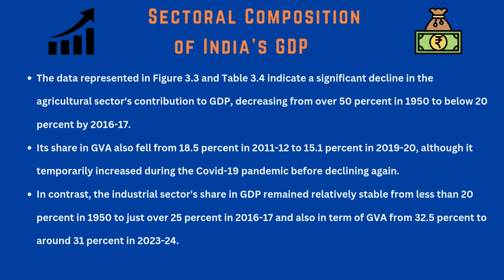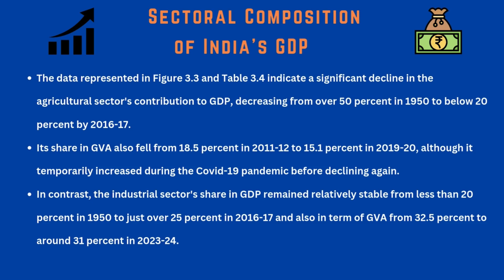So the data presented in figure 2.3 and table 2.4 indicate a significant decline in the agriculture sector's contribution to GDP, decreasing from 50% in 1950-51 to below 20% by 2016-17. Its share in GVA, gross value added, also fell from 15.5% in 2011-12 to 15.1% in 2019-20, although it temporarily increased during the COVID-19 pandemic period before declining again.